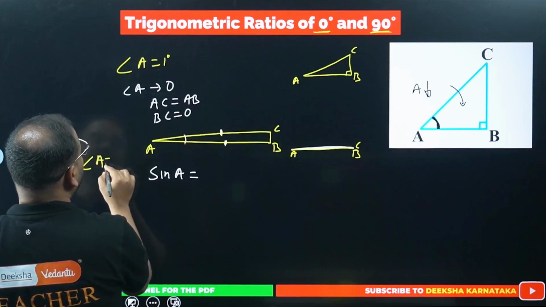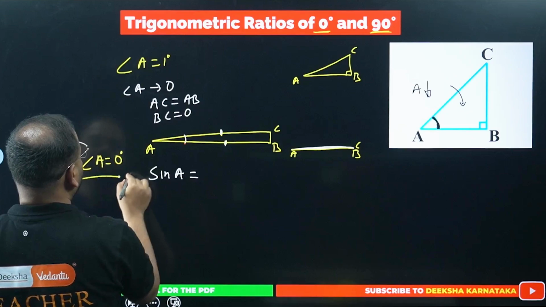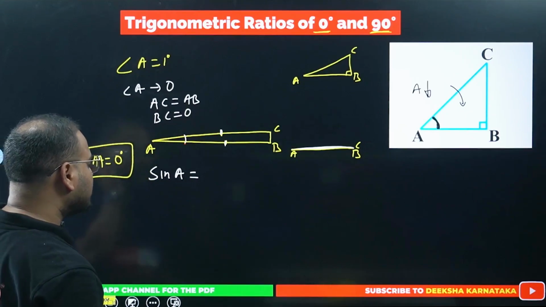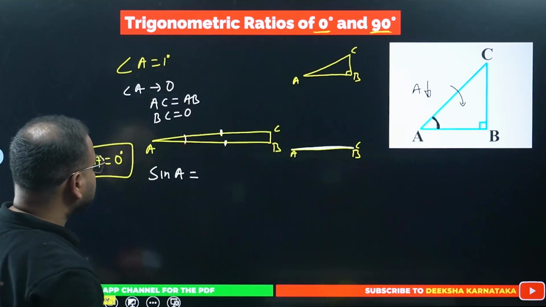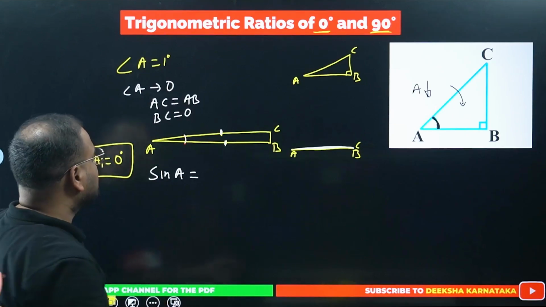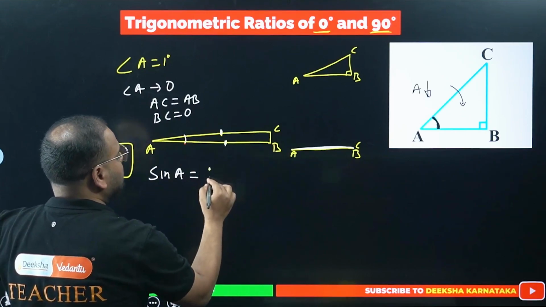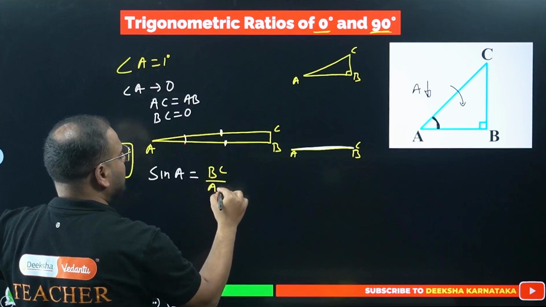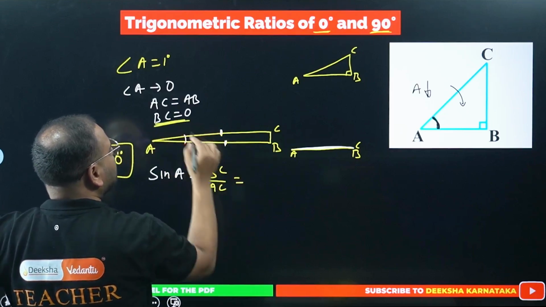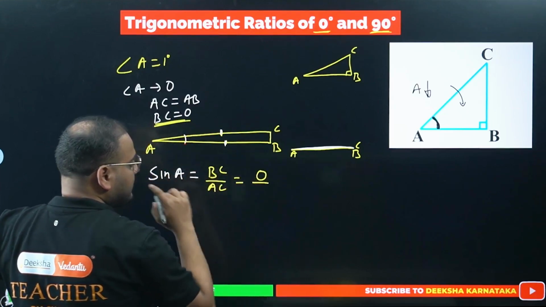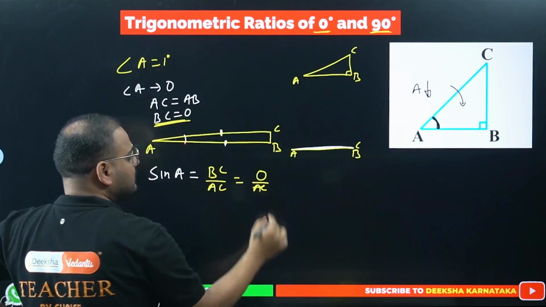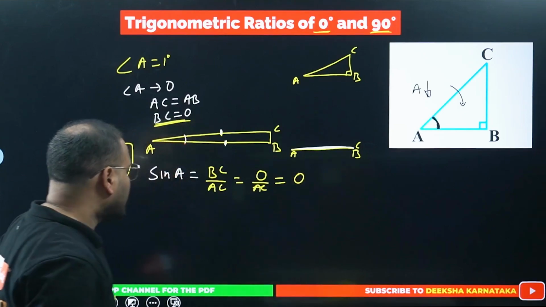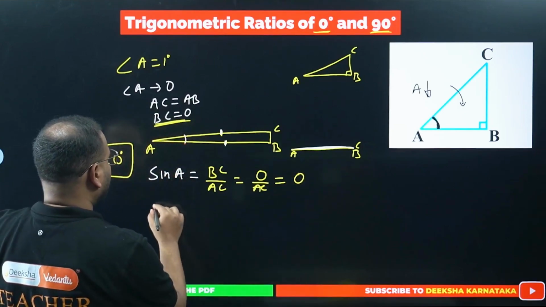When angle A is equal to 0 degree. Okay, sir. So sine A, what will happen to sine A? Check. Sine A is perpendicular by hypotenuse. So for this angle A, perpendicular is BC. Hypotenuse will be AC. Isn't BC 0? It will become 0 by AC, which is nothing but 0.